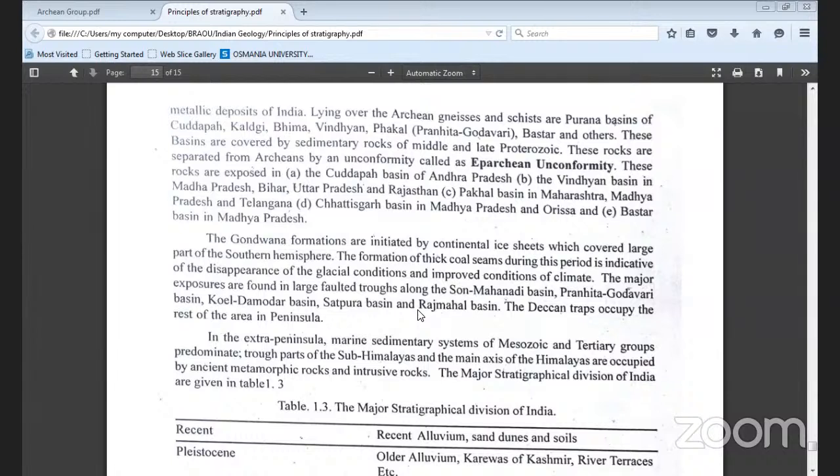In the extra-peninsula, the marine sediment systems of Mesozoic and Tertiary groups predominate. The trunk parts of the sub-Himalayans and the main axis of the Himalayas are occupied by ancient metamorphic rocks and intrusive rocks. The major stratigraphical divisions of India are provided here. Let us see that.